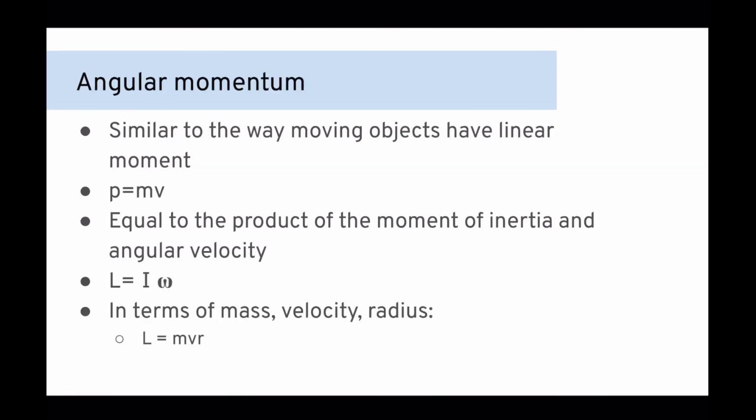What is angular momentum? Rotating objects have an angular momentum similar to the way moving objects have linear momentum. P equals mv is linear momentum. Angular momentum is equal to the product of the moment of inertia and angular velocity. You can use L equals I omega. In terms of mass, velocity, and radius, it is L equals mvr.